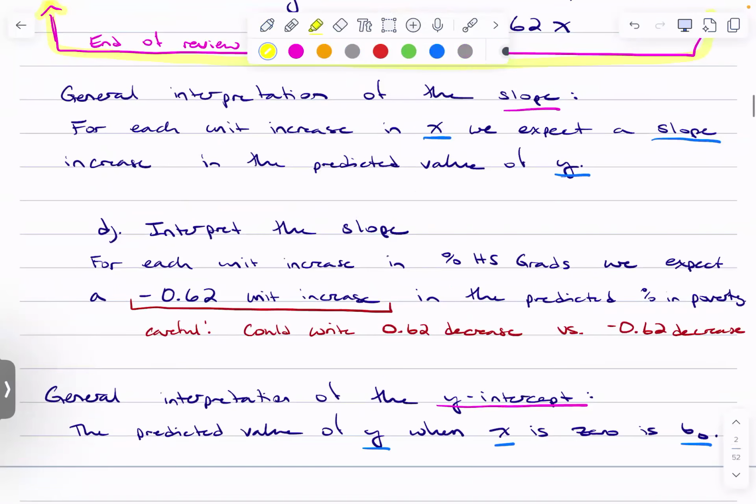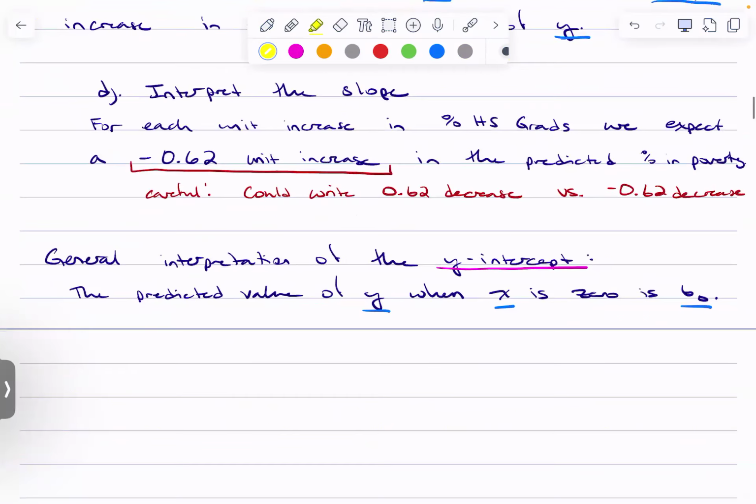I'm going to highlight what I'm looking for in both of these scenarios, in both of your interpretations. I'll be looking for the unit increase or each unit increase in x for your slope. And then x is 0 is what I'll be looking for in your interpretation of the y-intercept.